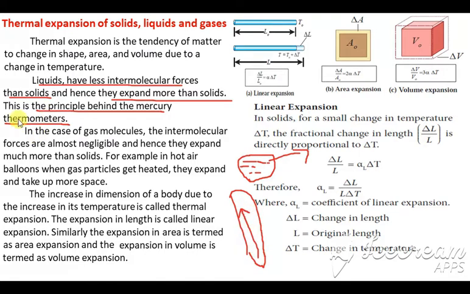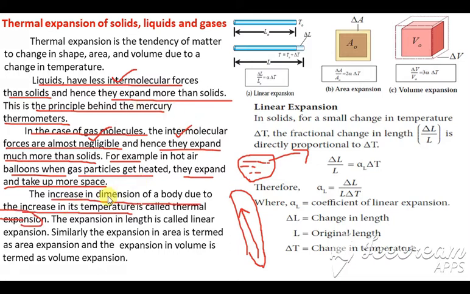Then in the case of gas molecules, intermolecular force is very much negligible and hence they expand much more than the solids. Liquids have less intermolecular forces, gases have even less, negligible. So they expand very large. For example, in hot air balloons, when the gas particles get heated they expand and take up more space. A balloon, when blown, expands and takes larger space.